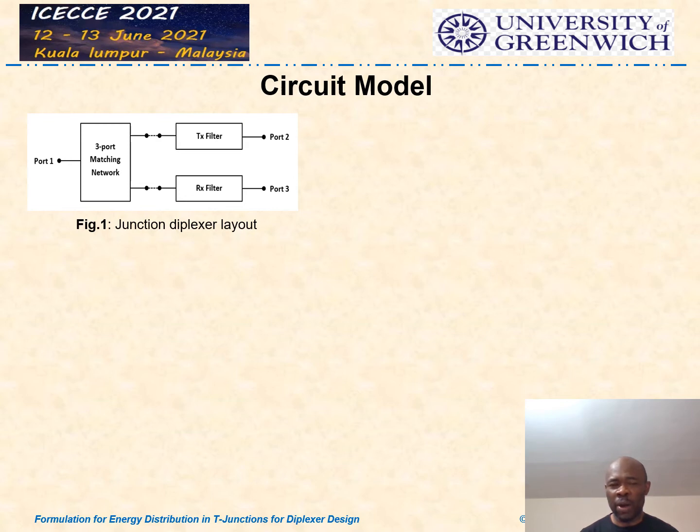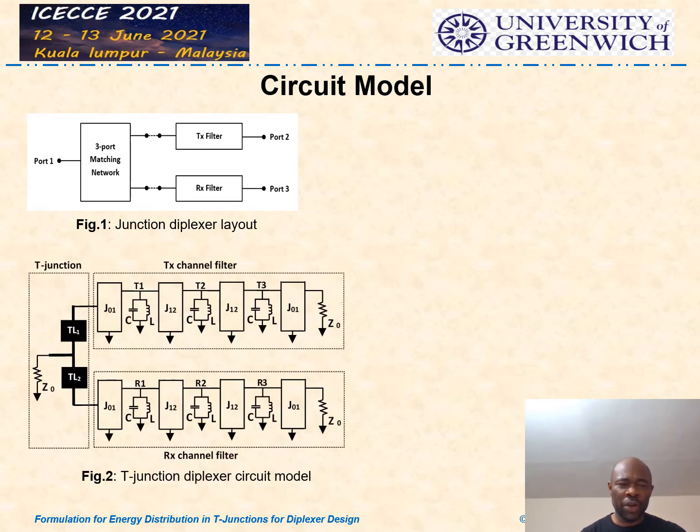Different designers have used different technologies. Some have used the Y junction in place of the matching network. Some have used the circulator, and of course, it can also be a manifold. But today we'll be looking at a T junction, and then basically how did we design it? We generated a new formulation that will enable you achieve your energy distribution without going through numerous tuning.